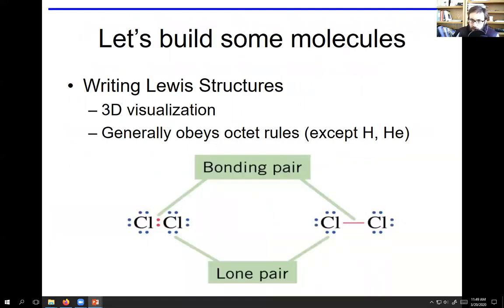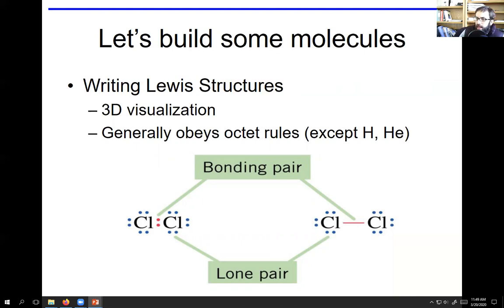So we're going to build some molecules. We're going to write these Lewis structures. This will eventually help us visualize in 3-dimensional space what these molecules look like, okay? And generally, we're going to obey the octet rule and the duet rule for hydrogen or helium, but helium doesn't form any compounds, so it's just going to be helium with 2 electrons around it.